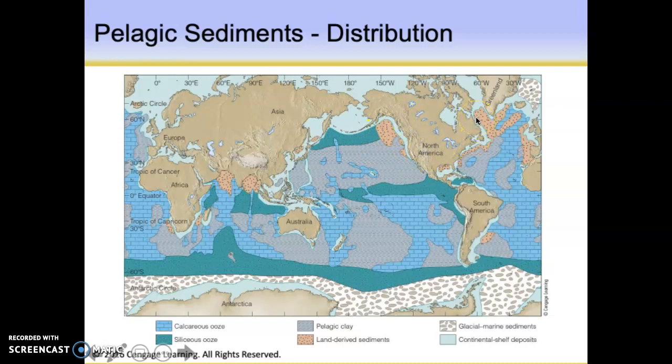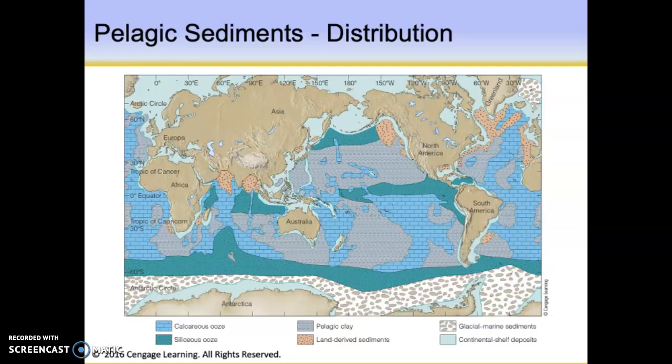So there's a variety of reasons why you would get what they call land-derived sediments, but the pelagic clays are land-derived as well, so that's a little misleading. I think what they're trying to say is these are maybe a little coarser sediments, things especially like turbidites. And you can see that like in the Gulf of Mexico, we get turbidites. And then you've got the continental shelf deposits, which of course are primarily terrigenous, although there could be some things like coral reefs and stuff there as well. So that's our sediment distribution.